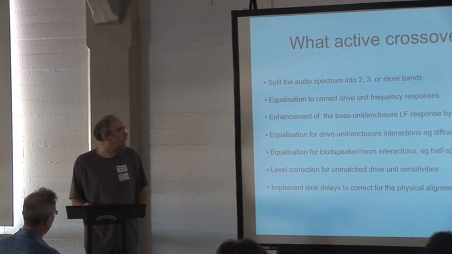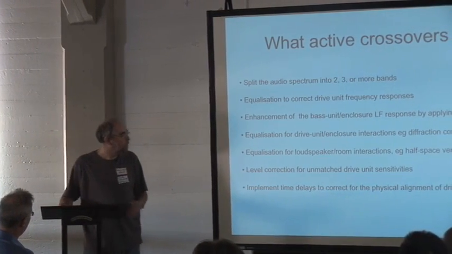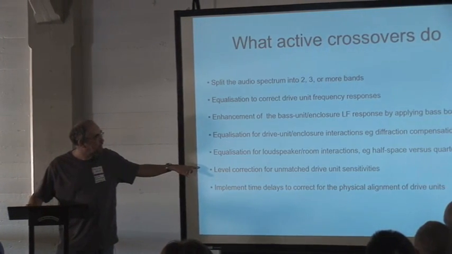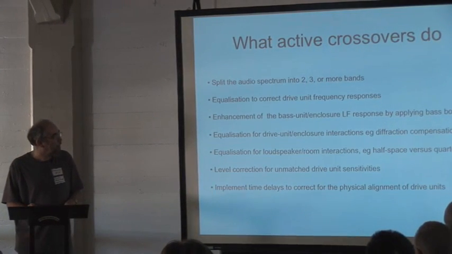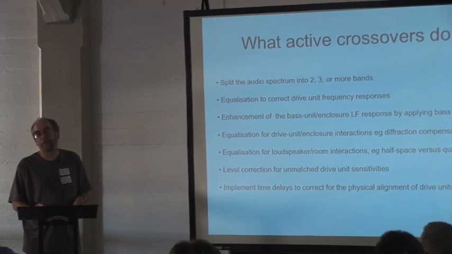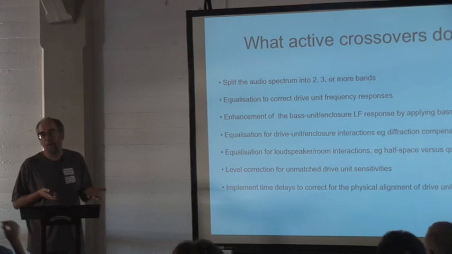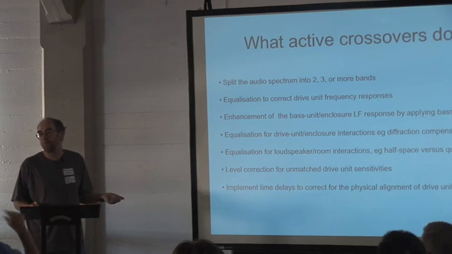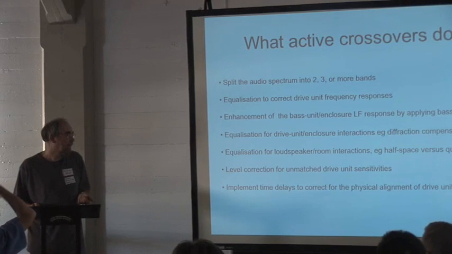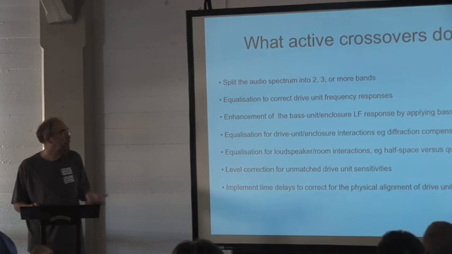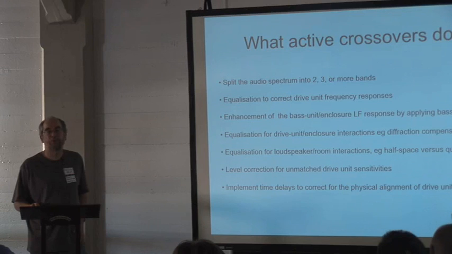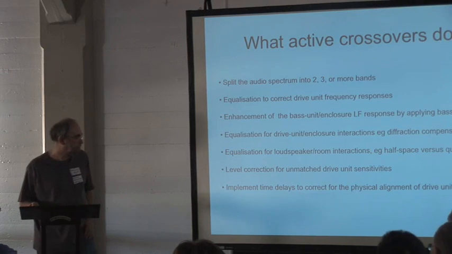The next job is level correction for different drive unit sensitivities. Now, if you're doing that with a passive crossover, you've got a real problem because you've got to put a resistor or something like that, or maybe an autotransformer, in with your higher sensitivity unit. And you're throwing away power. Sometimes you've got to throw away a lot of power, and that's always a problem with passive crossovers. But of course, on an active crossover, it's extremely simple. Just a little level control, a couple of resistors, and you can do whatever you like.